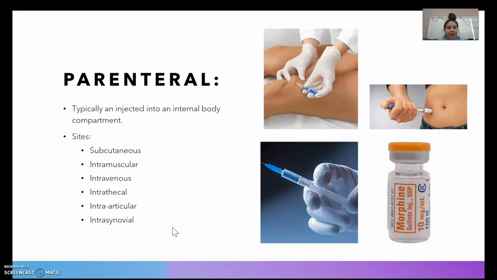So the first site is subcutaneous, which basically is just right beneath the skin. Something typically used and something you actually may see in a clinic is insulin injections. These are typically used in diabetic patients and, like I said, are just administered right beneath the skin.